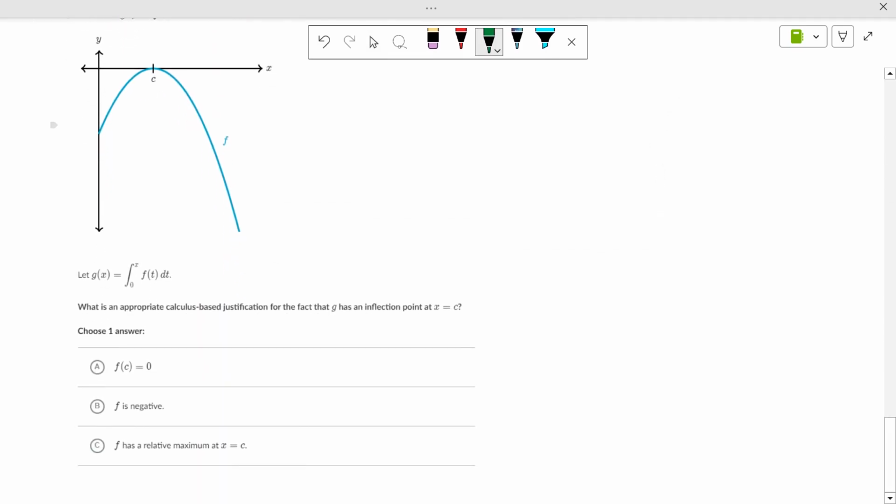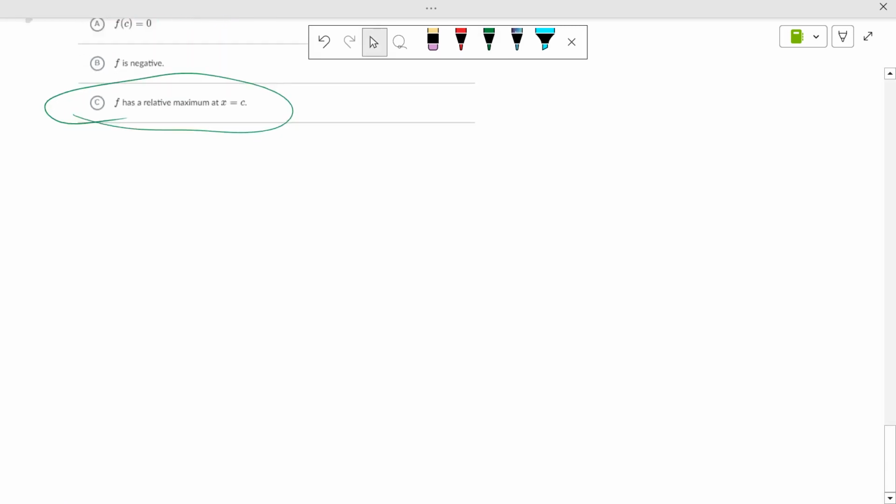Why do we have an inflection point there? Well, the inflection point happens when the first derivative is at a maximum. So if the first derivative is at a maximum, that's where the inflection point is at.